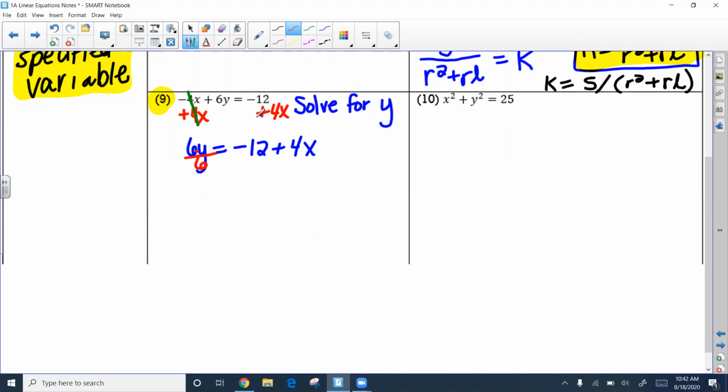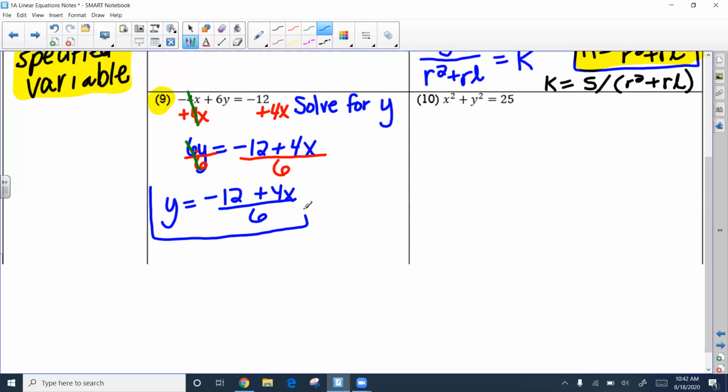Now there's quite a few different ways we can write our answer here. If I divide by 6, I have to divide this whole side by 6. Some people prefer to put the whole thing over 6 like this. If you do it that way, the 6's would divide and we would be left with this: y equals negative 12 plus 4x over 6. Okay, this is technically correct and the y is by itself, but you might notice that some of these numbers can reduce. So I'm going to talk about another way we can write this.